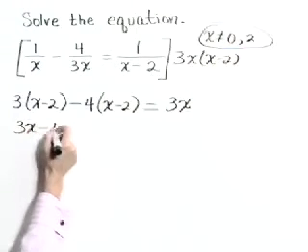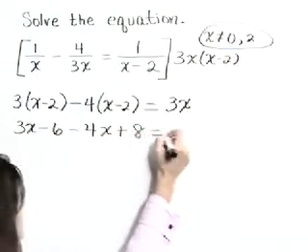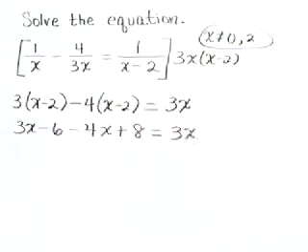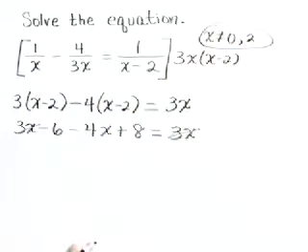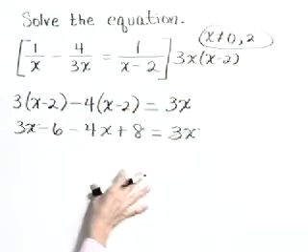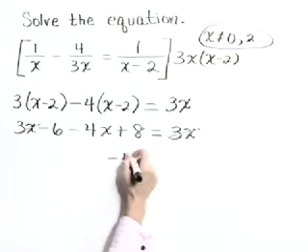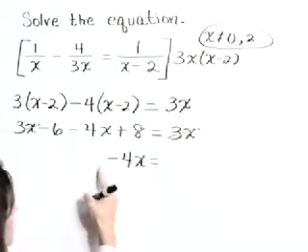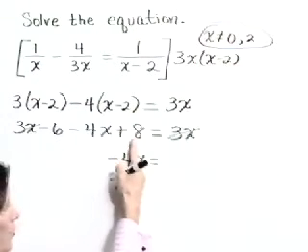Distributing, we have 3x minus 6 minus 4x plus 8 is equal to 3x. Notice here we have a 3x on both sides. So subtracting 3x from both sides causes those terms to disappear, fall out. Let's write this next step as negative 4x is equal to negative 6 plus 8, which is 2.